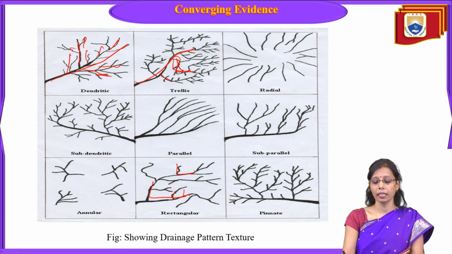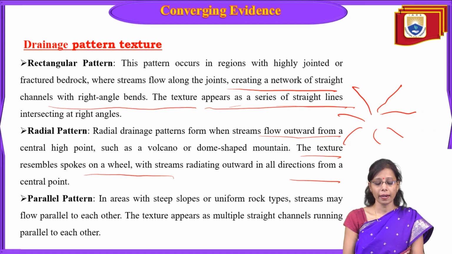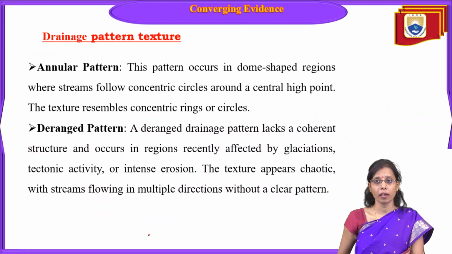So this is how the radial will look like, diverting outside. Now the parallel pattern: in areas with steep slopes or uniform rock types, streams may flow parallel to each other. The texture appears as multiple straight channels running parallel to each other. This is called a parallel pattern.